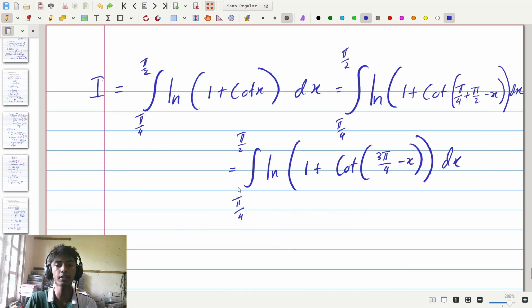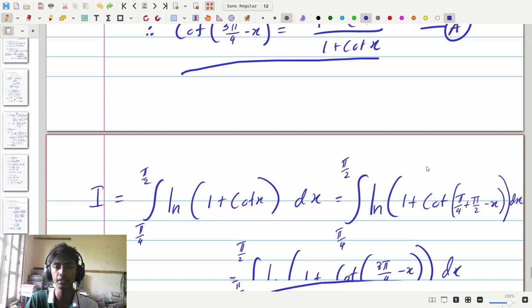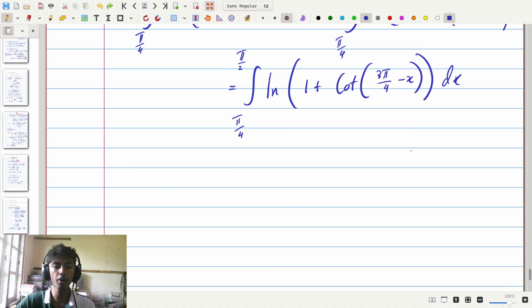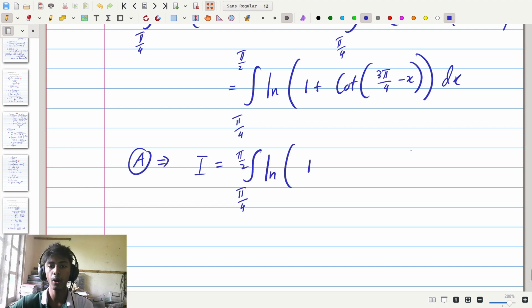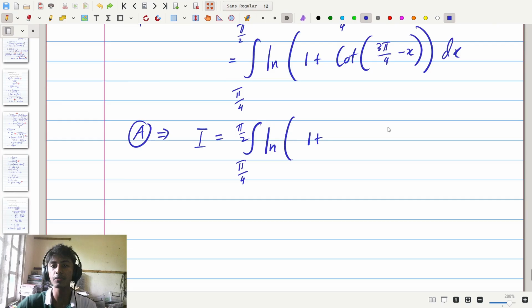So what I'm going to do here is to use this equation right here, which I'm going to call equation A, and substitute it into this integral right here. Now substituting it in, we can see from equation A that the integral I is equal to the integral from pi by 4 to pi by 2 of the natural logarithm of 1 plus, and instead of this we can substitute 1 minus cot x divided by 1 plus cot x. So doing so, we get plus 1 minus cot x divided by 1 plus cot x integrated with respect to x.